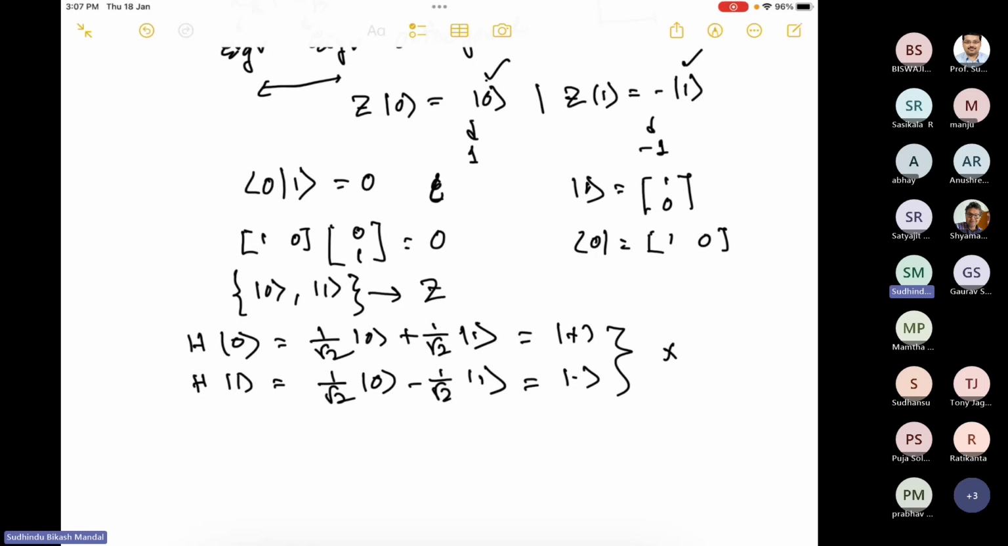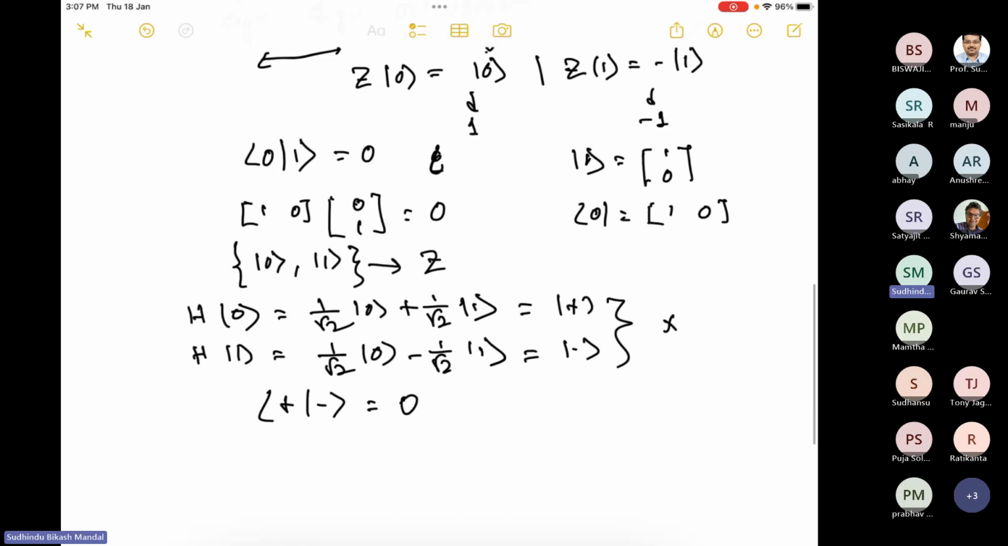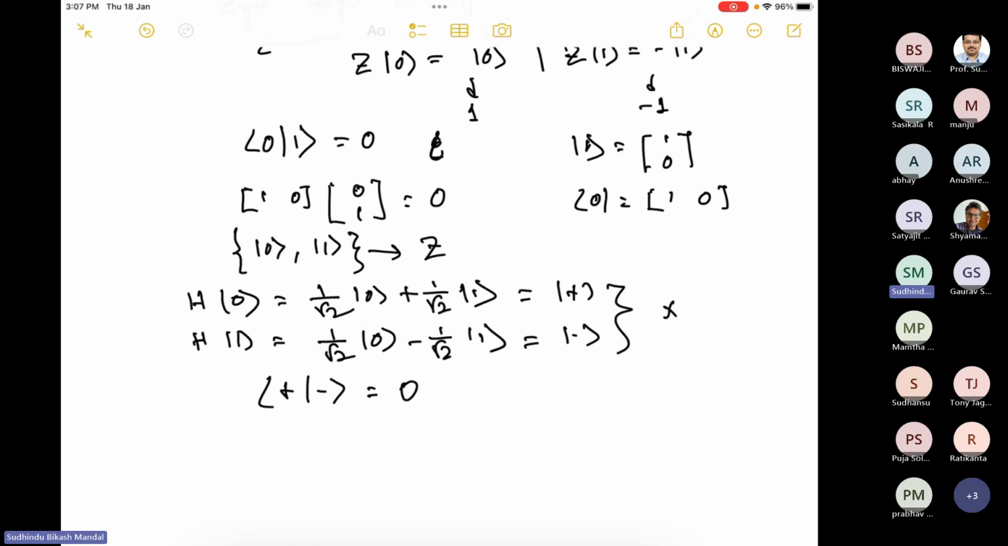This is the eigenspace. And if you compute the inner product between this plus and minus, you will also get 0. You can easily compute it yourself. You can see that the inner product will be 0. So these two are also orthogonal states.